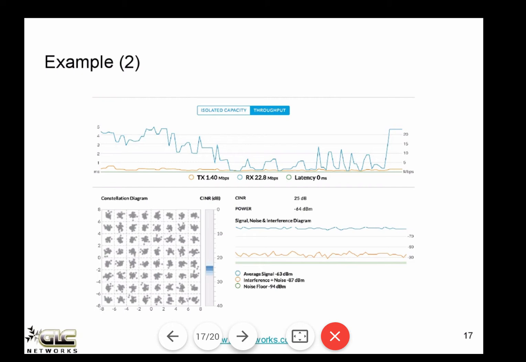Okay, I have one question here from G. What's the difference between interference and noise? Noise floor here is minus 94. That's a very good question. Thank you. So noise floor is what you get if you do nothing.